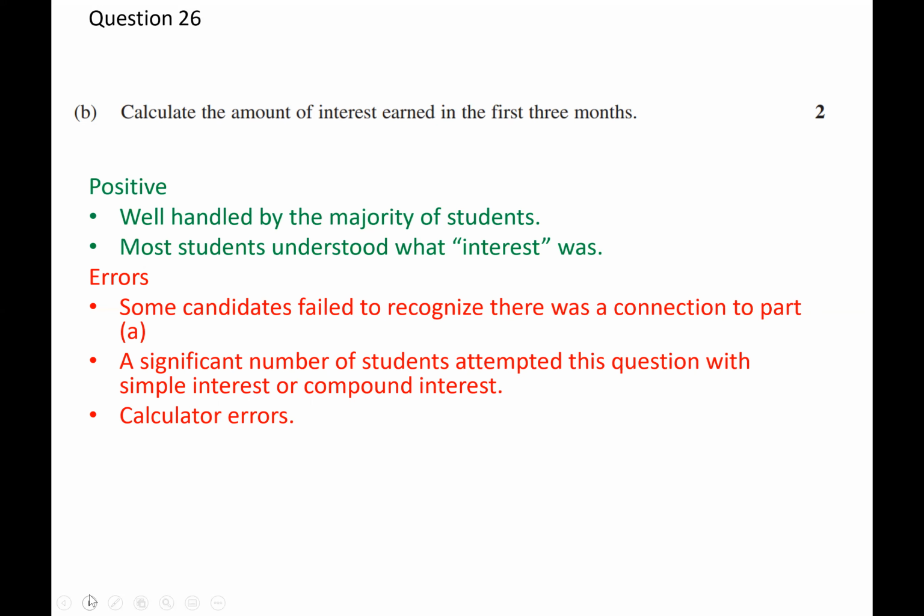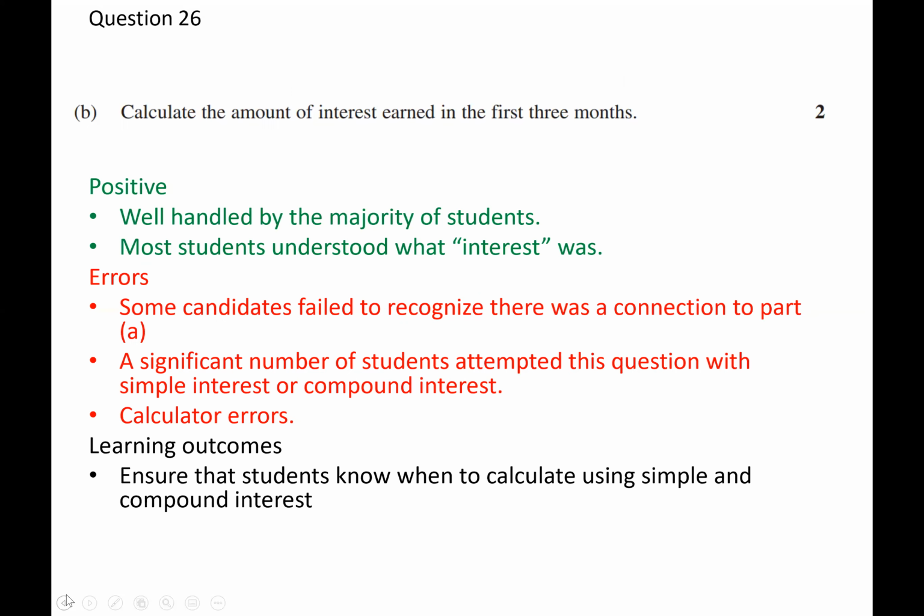So learning outcomes: just ensure students know when to use simple and compound interest versus this recurrence kind of relationship. And again, make sure they can relate part A and part B. When a question is set up as A, B, C, there's usually a reason for that. The examiner has broken up the processes, 2 marks for A, 2 marks for B, which follows from A. C may then follow from B, and so on. So always point that out to kids in classes when you're looking at past papers.